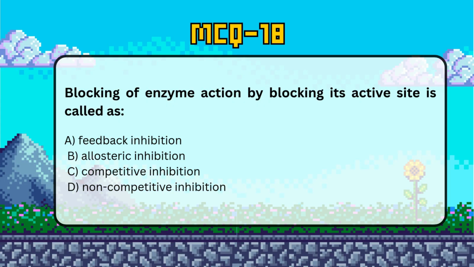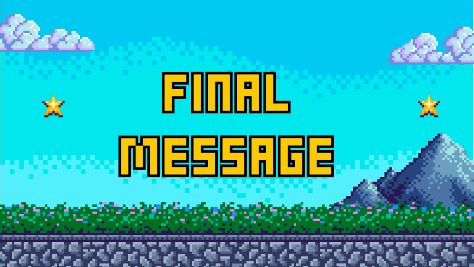The last question is: Blocking of enzyme action by blocking its active site is called feedback inhibition, allosteric inhibition, competitive inhibition, or non-competitive inhibition. So the right option is competitive inhibition, because the direct blockage of the active site is the function of the competitive inhibitor. And that's it. We have just solved 18 MCQs on enzymes with explanation and elimination technique.